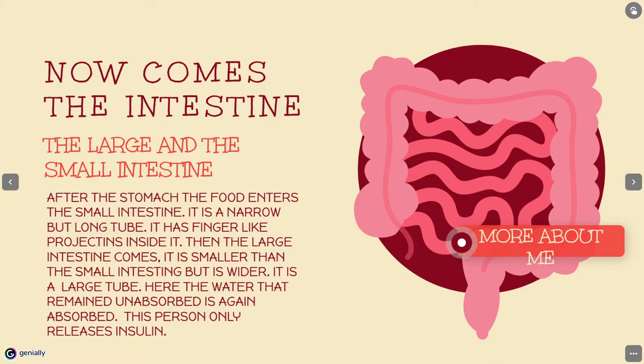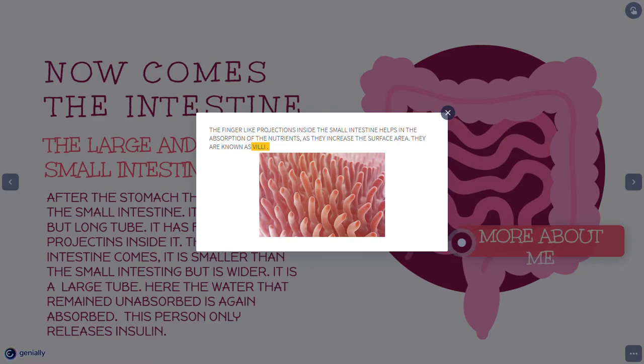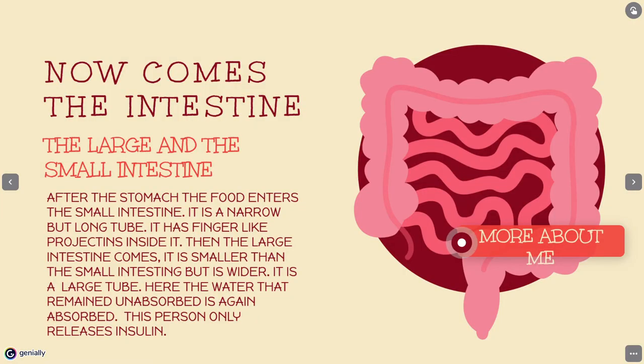What is it? Oh, it is from our small intestine. Our small intestine is saying that its inside part has finger-like projections on it, which we call villi. And these villi look like these. These villi help increase the surface area. If something is plain, less surface area will be there. But if they are finger-like, the surface area will increase. That's why these villi are present. Okay. So now, let's move on.